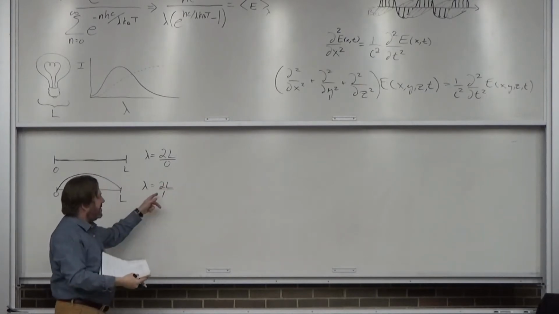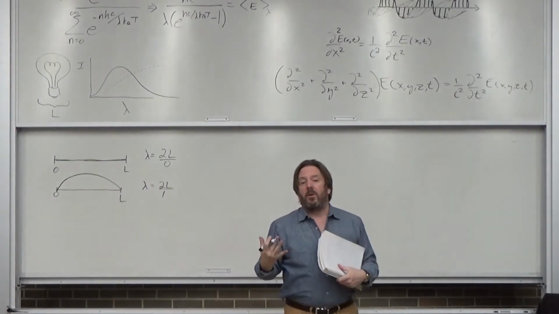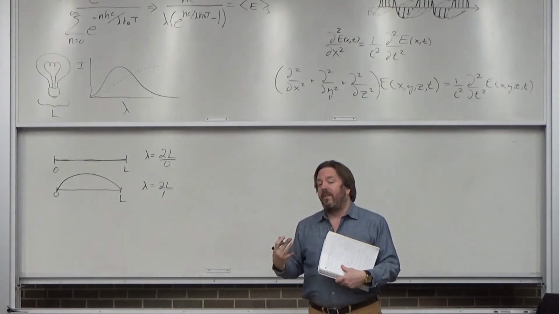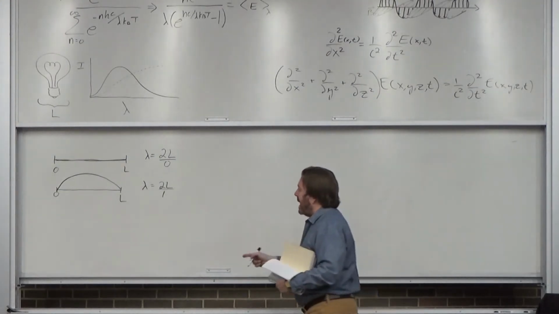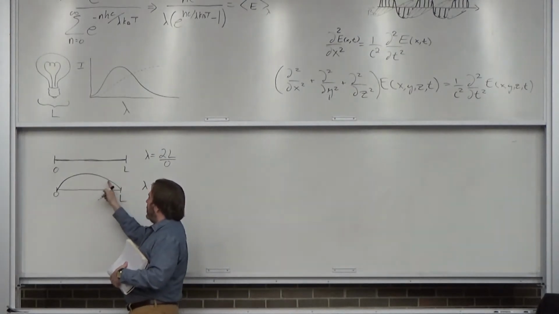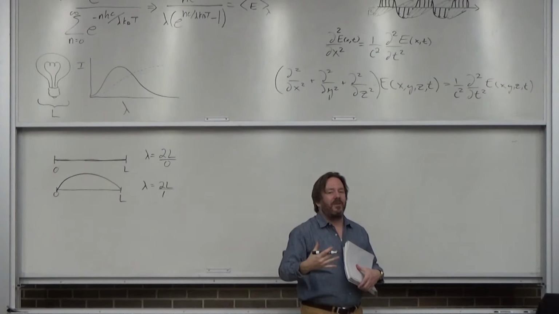Now the reason I'm writing this 2L is that I already know what my empirical equation is for the allowed wavelengths, and it's going to be a function of 2L. That's why I keep writing 2L. Anyway, now I'm asking you what's the wavelength of light for this half wave, and you may be thinking L over 2.